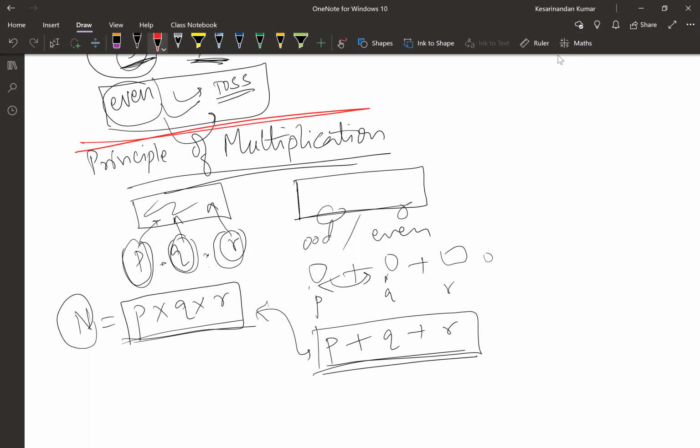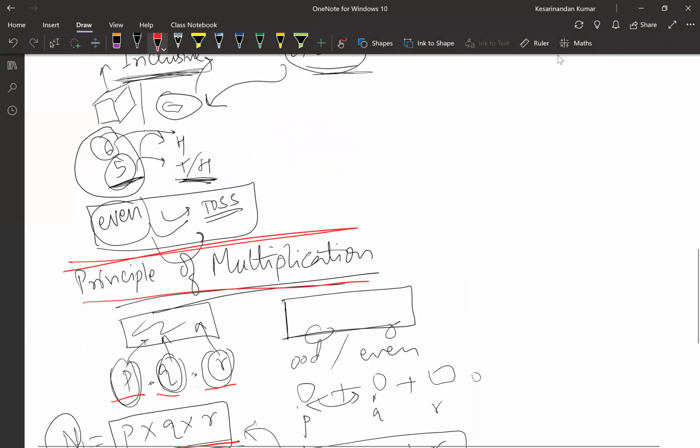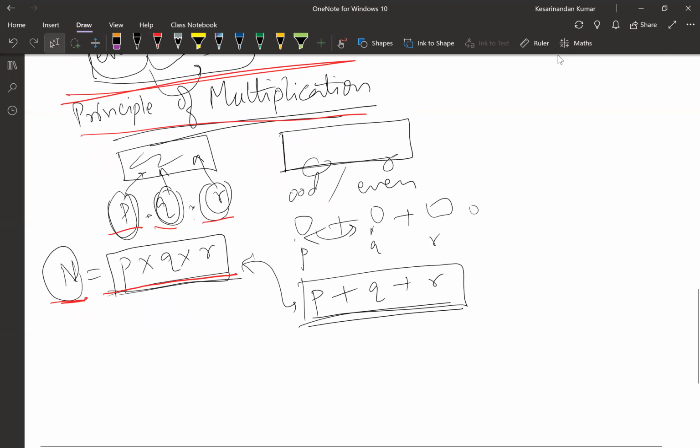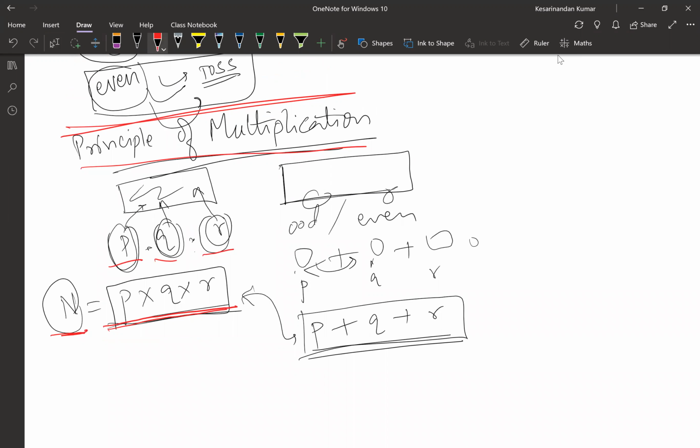Yes. Okay. So the principle of multiplication states that if any experiment can be done in P ways, Q ways, and R ways, the total number of ways of doing that experiment is basically P into Q into R, where they are inclusive. So all the inclusive ones are multiplied to each other because they depend on each other.